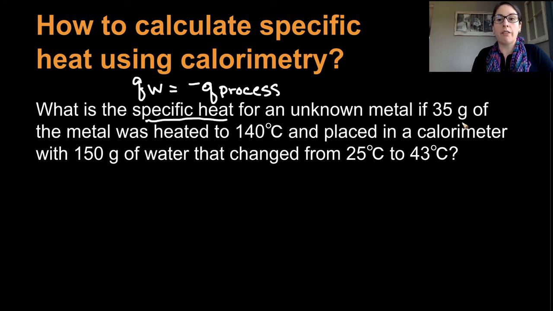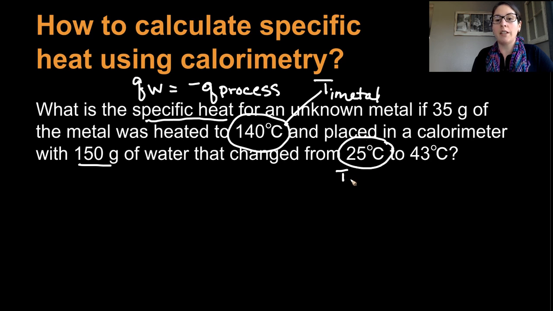For an unknown metal, if 35 grams of the metal was heated to 140 degrees Celsius, this is our initial temperature of our metal. Okay, so the initial of our metal. And placed in a calorimeter with 150 grams of water, so I just gave this to us in mass already, that changed from 25 degrees Celsius, okay, this is T initial of the water, to 43 degrees Celsius. This is the T final for both of them. Okay?